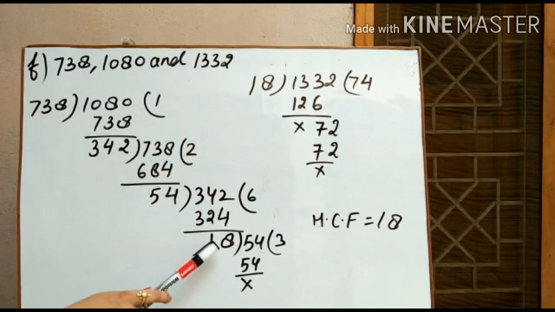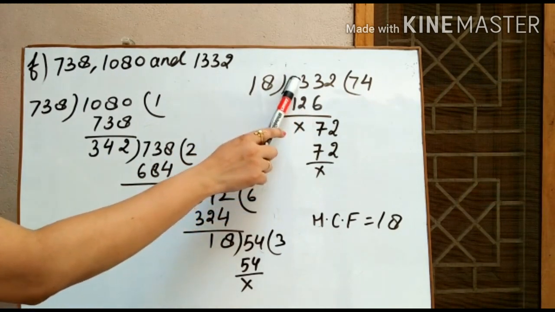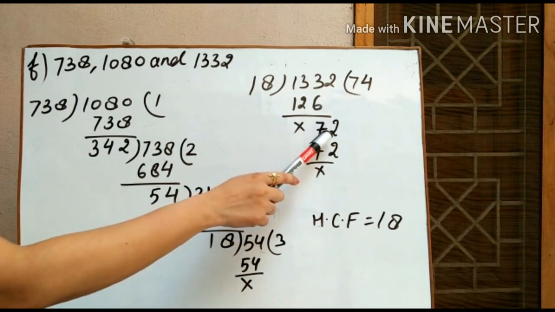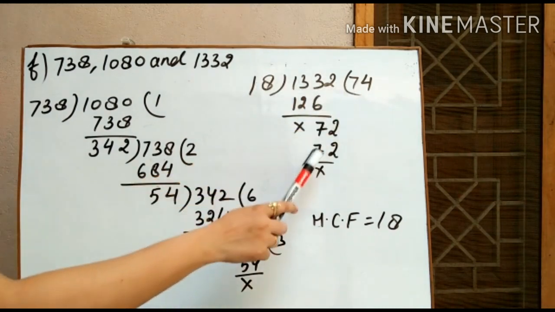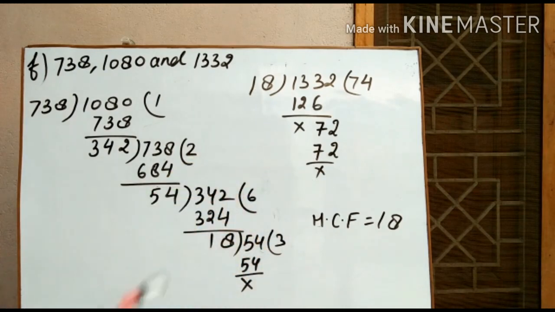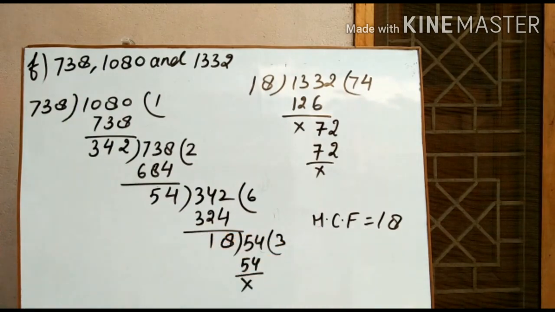Divide this number by 18. 18 7 ja 126. After subtraction we will get 7. We will write next number 2. 18 4 ja 72. Now what is the last divisor? That is 18. That's why HCF of this number is 18.